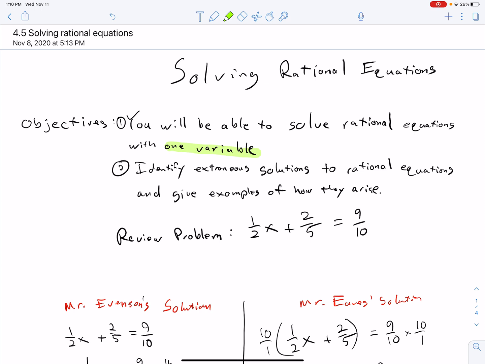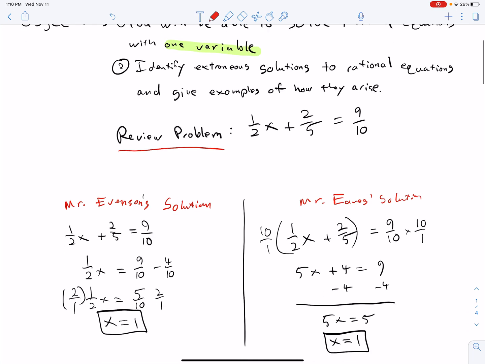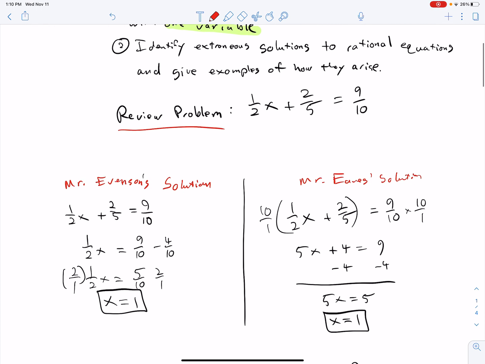As a review, we are looking at 1/2 x plus 2/5 equals 9/10. There are two ways of solving these equations. One is my way, Mr. Evenson's way, and the other is Eve's way. Let's take a look at these two examples of solving. In my example, we're solving for x.